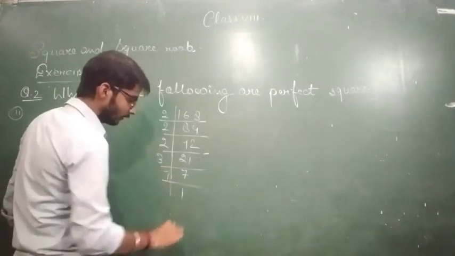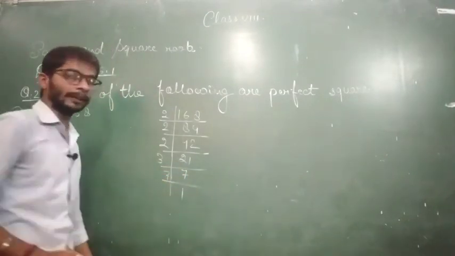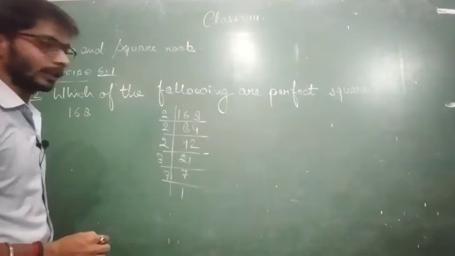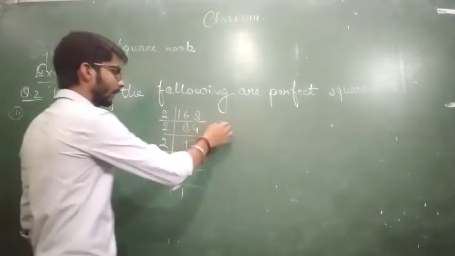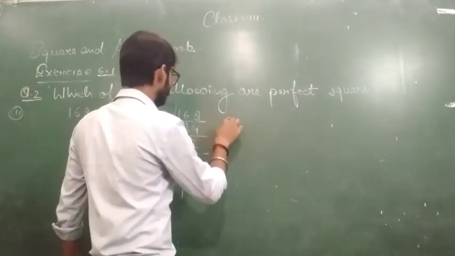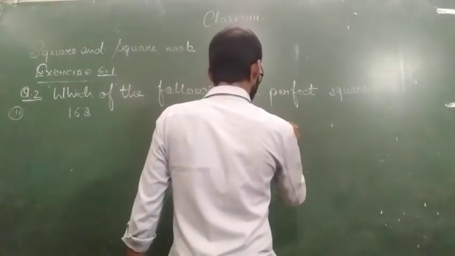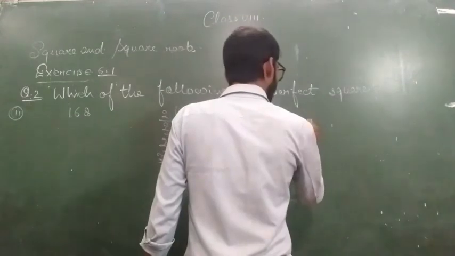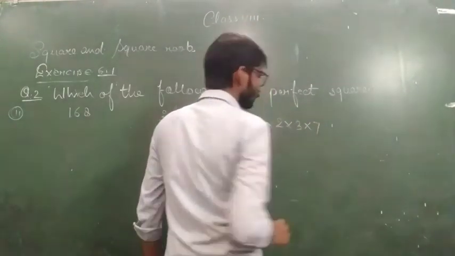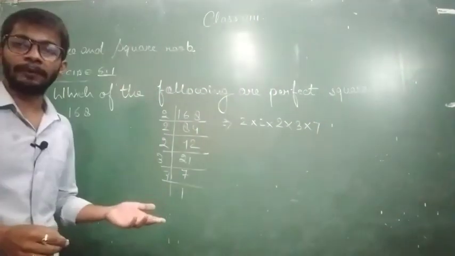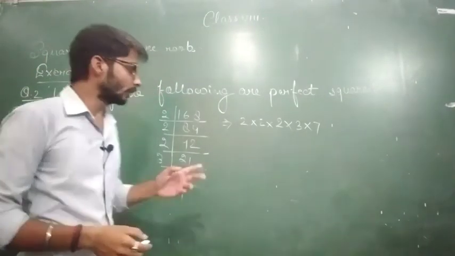7 1s are 7, because 7 is only divisible by 7. So here, write down the factors in the multiplication format: 2 multiplied by 2 multiplied by 2 multiplied by 3 into 7. Now just make the pairs to find out if the value is a perfect square or not.